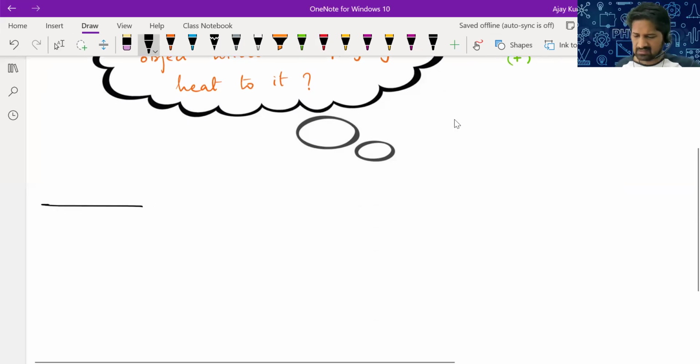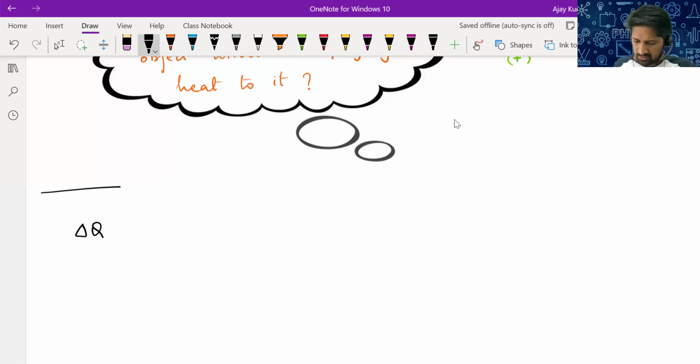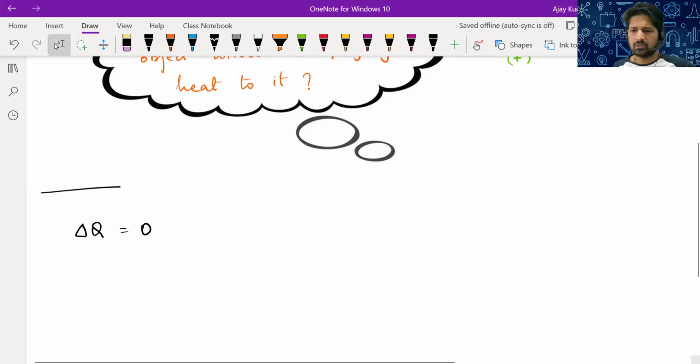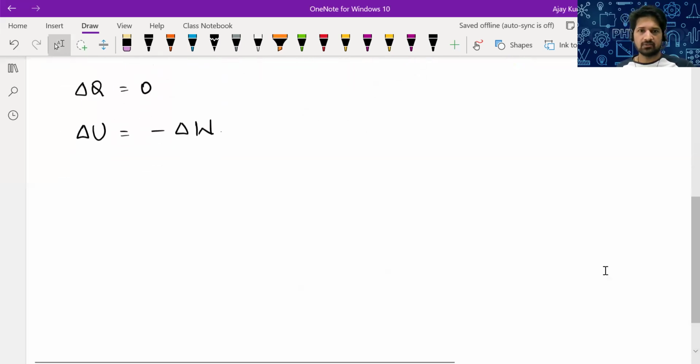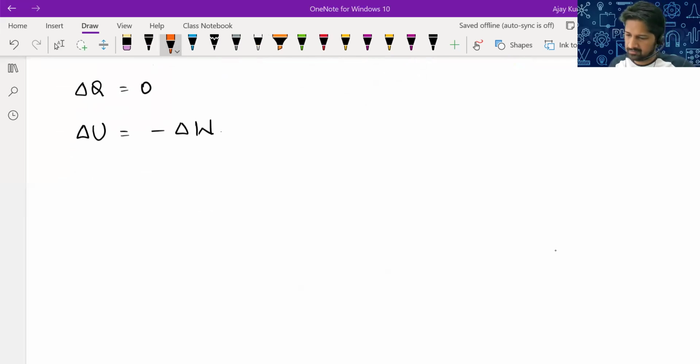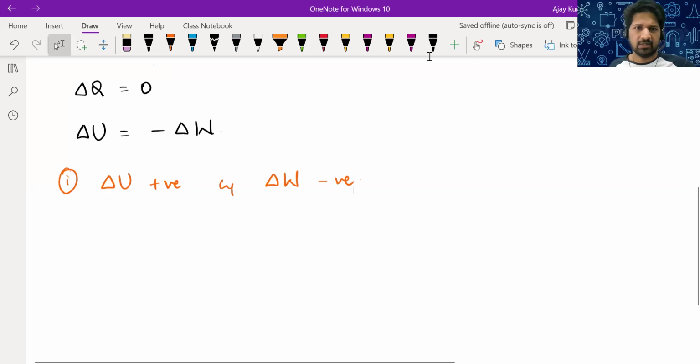Let's discuss some details about this process. So delta Q is 0, or tending to 0, almost equal to 0 also, nothing wrong in that. And delta U is negative of delta W. So without supplying heat, you can expect temperature changes to occur in an adiabatic process. Now let's consider this case itself. First case, suppose delta U is positive and delta W is negative in an adiabatic process.